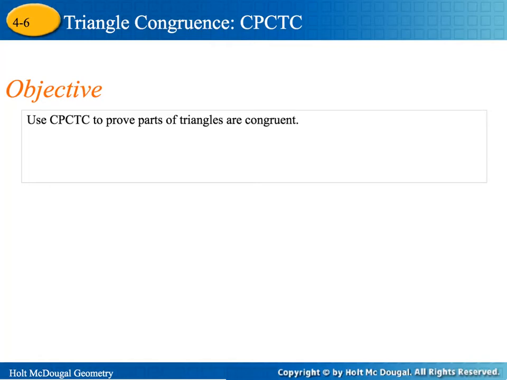All right, for 4.6 is triangle congruence CPCTC. This is basically, once you are good with section 4 and section 5, just taking one more step into your proof and making it a little more difficult. So yay for that. The objective is to use CPCTC to prove parts of the triangles are congruent.